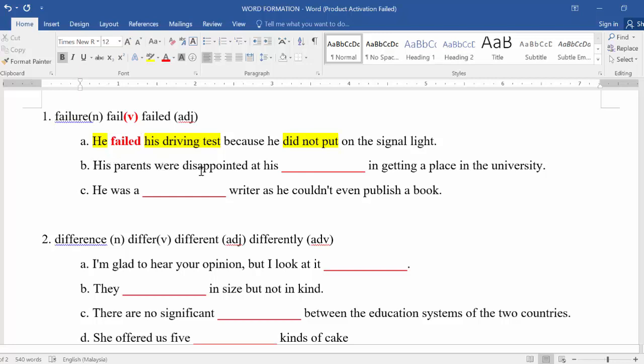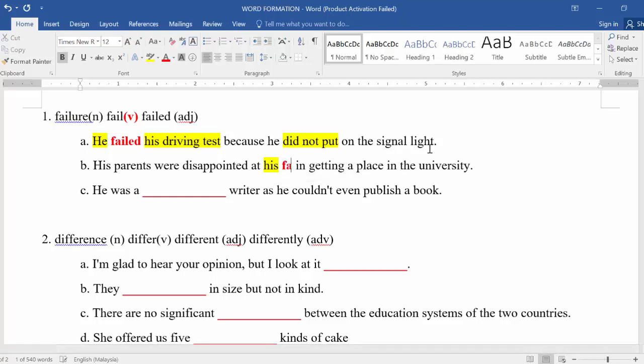His parents were disappointed at his what? In getting a place in the university. Okay, here, highlight your keyword, his. When we have his, your possessive pronoun, his, mine, her, our, all this shows that the next word should be a noun. So your answer should be failure. His parents were disappointed at his failure in getting a place in the university.